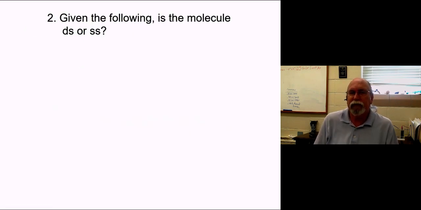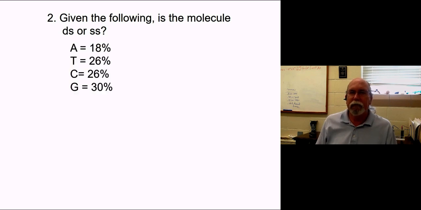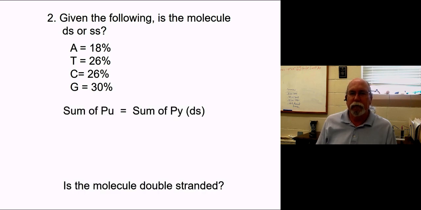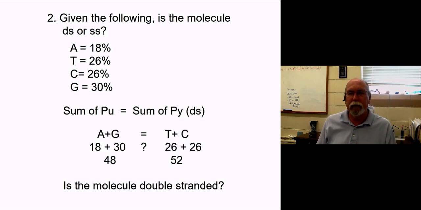And then our last little question, very classic. Given some information, is this double-stranded or single-stranded? There's a number of different ways to do this. Obviously, you could use Chargaff's rules to do this. Sum of the purines has to equal the sum of the pyrimidines to be double-stranded. So A plus G, okay, is clearly not equal to this, so it's not double-stranded.